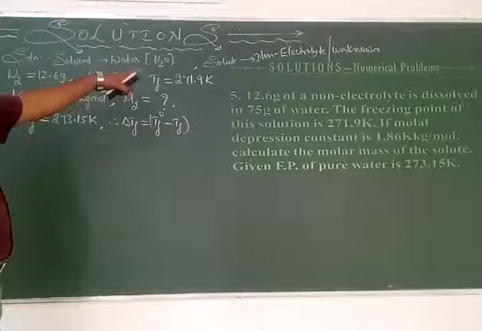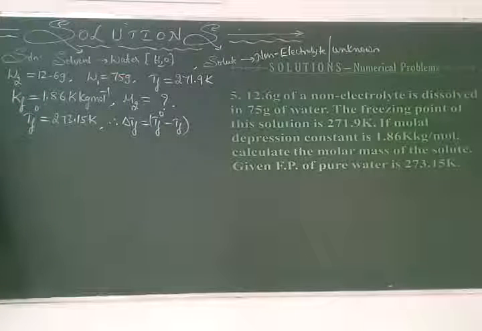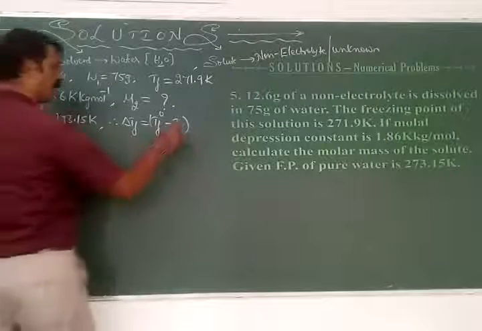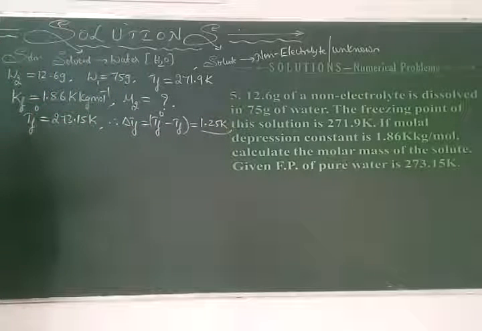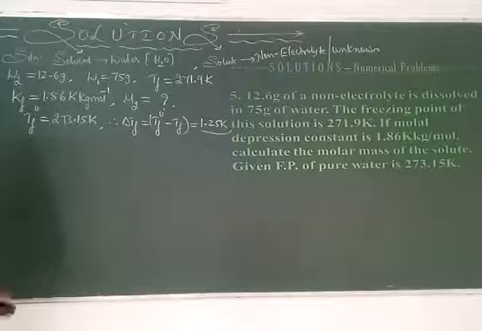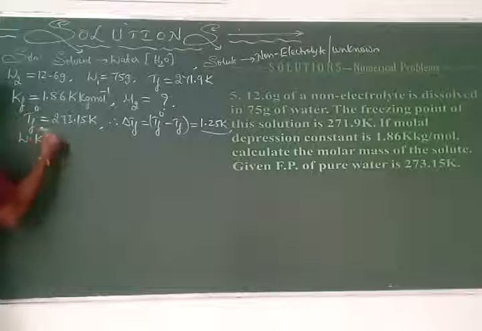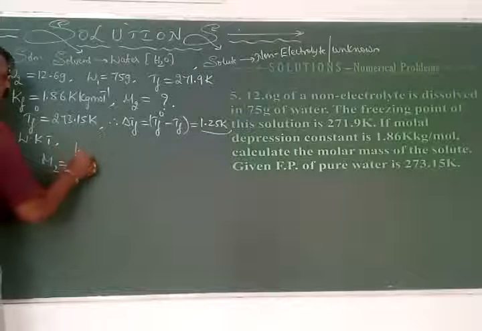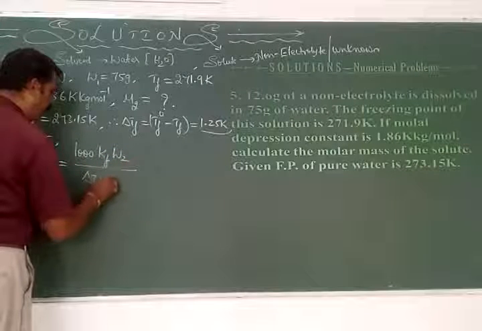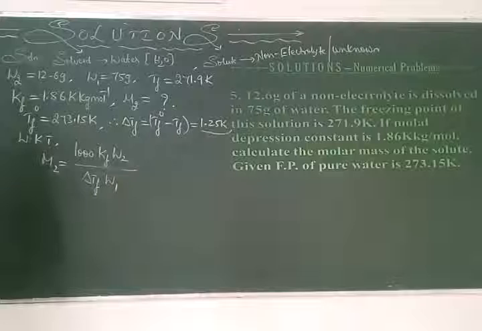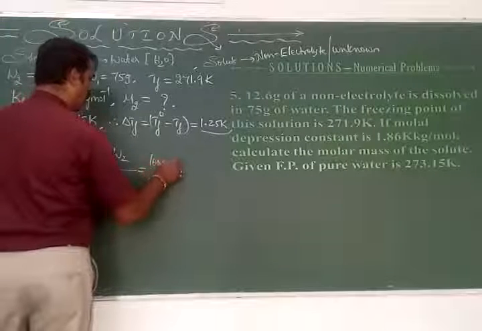So there it is 1.25 Kelvin. What is 1.25? It's a depression in the freezing point. Okay, so calculate the molecular mass. What's the formula? We know that M2 is equal to 1000 Kf W2 divided by delta Tf into W1. That is equal to 1000 into, what is Kf?